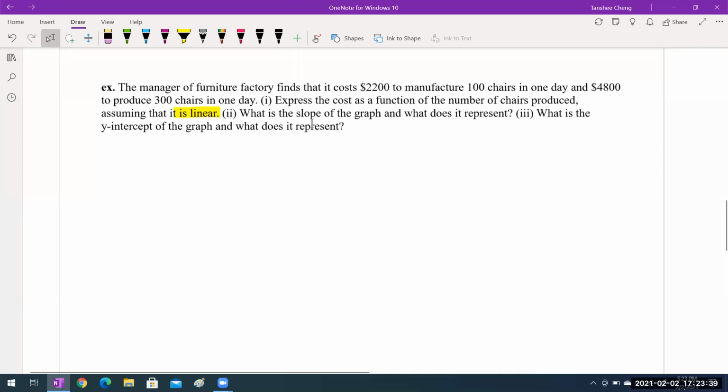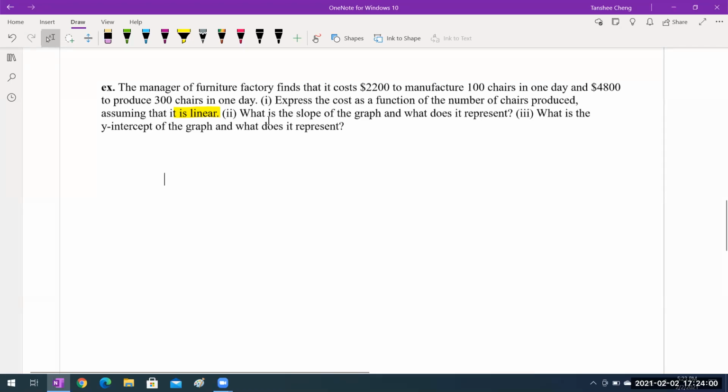And second, what does the slope represent? The slope of the graph, right? What is the slope of the graph and what does it represent? And third, what is the y-intercept of the graph and what does it represent? So it's not asking you to graph it, right? It's asking what the slope of the graph represents.